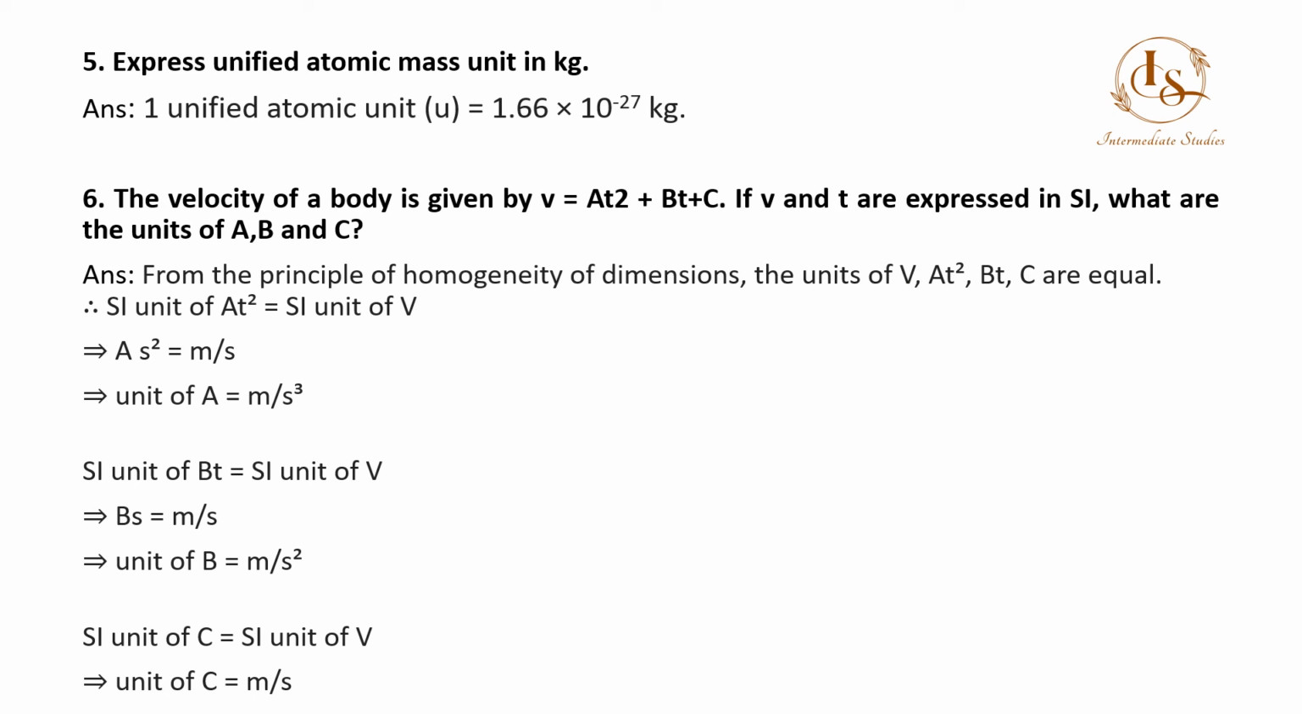Here is the fifth question. Express unified atomic mass in kg. One unified atomic mass, U, is equal to 1.66 into 10 to the power of minus 27 kg. Definitely in kg. The question asks to write the unit in kg, so you have to write the value in kg, and don't forget to write the unit for this atomic mass. The unit is very important. If you haven't written this kg, then definitely they will remove 1 mark.